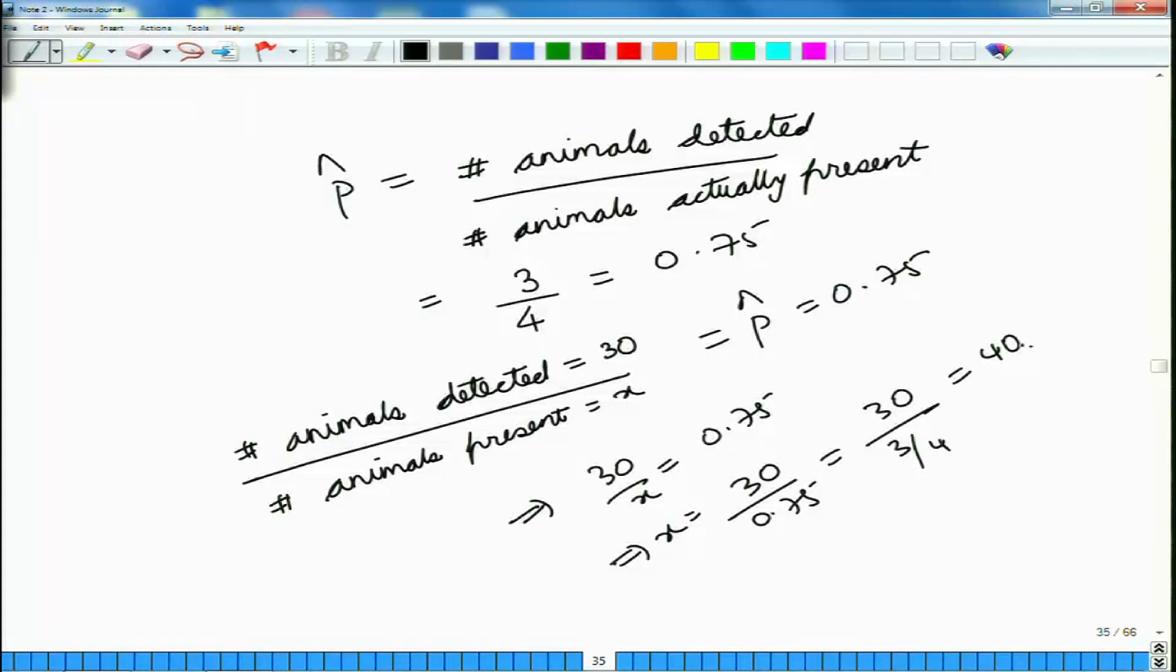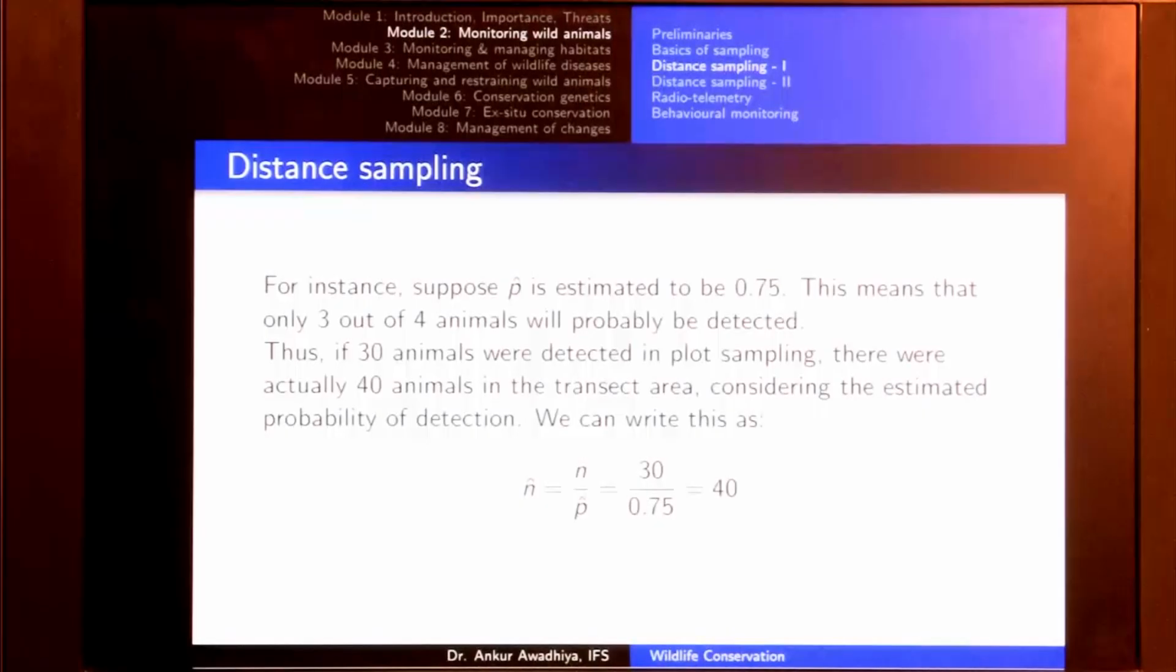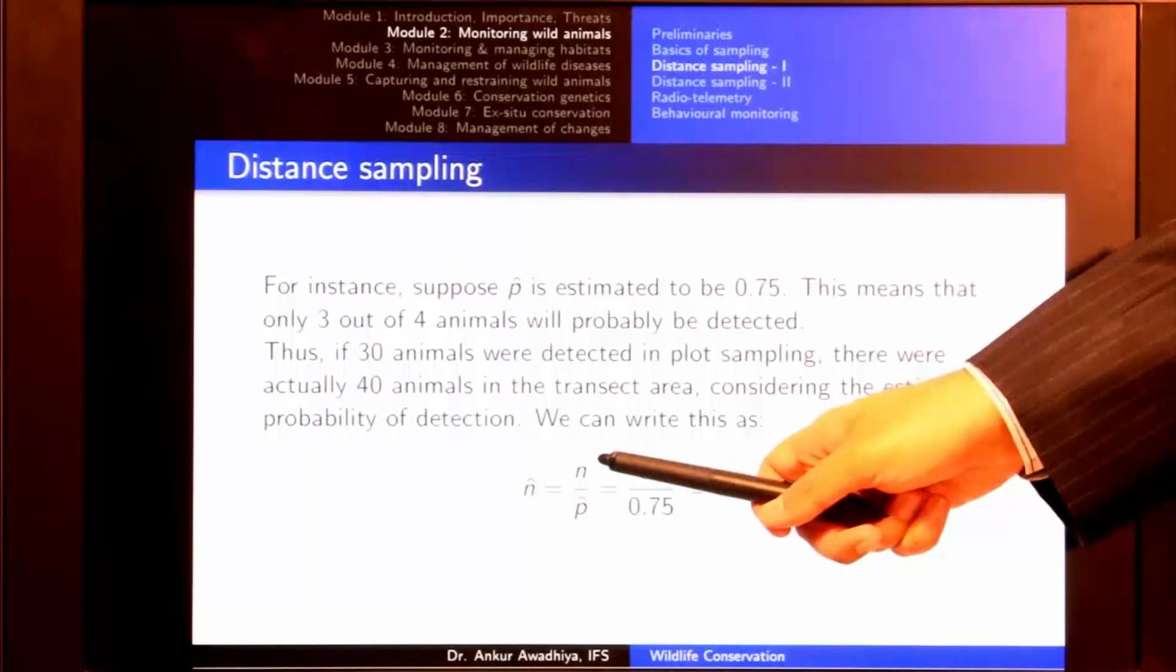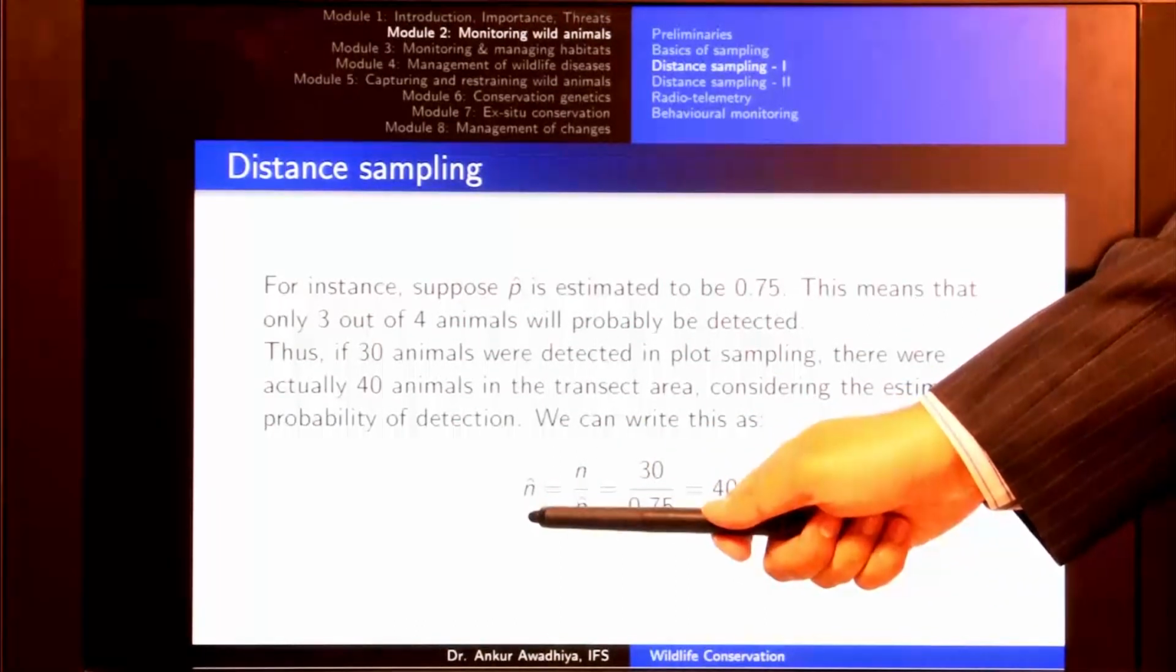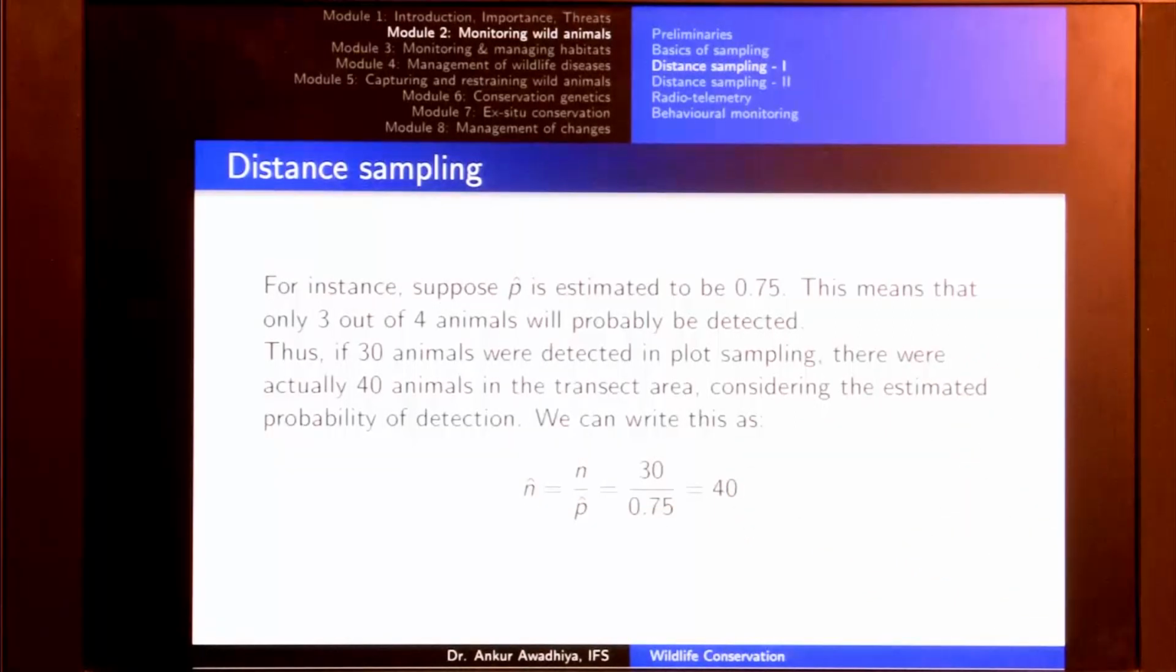So, once we know our value of p hat and once we know the number of animals that we actually counted, which is small n, we can estimate the number of animals that would actually have been there.